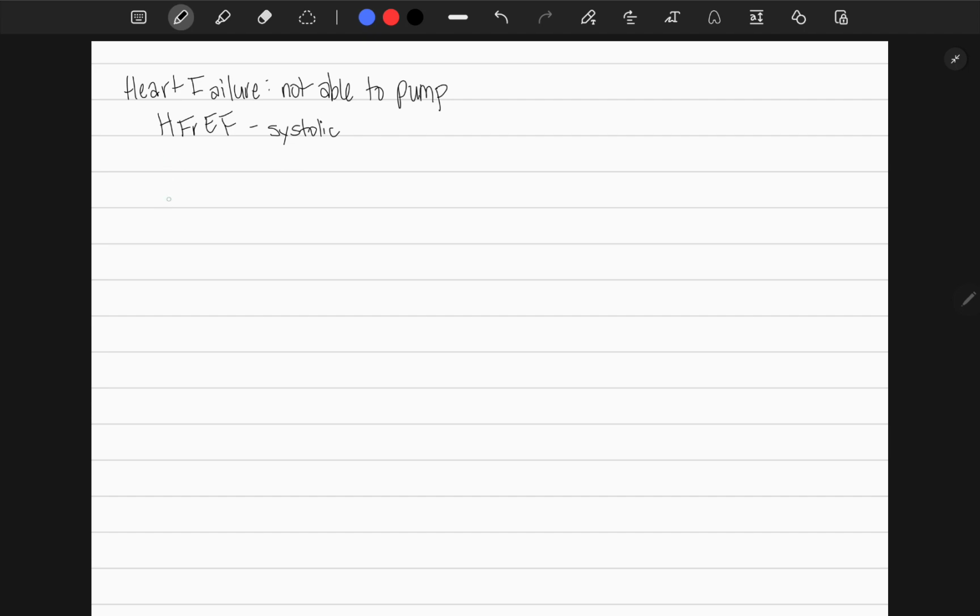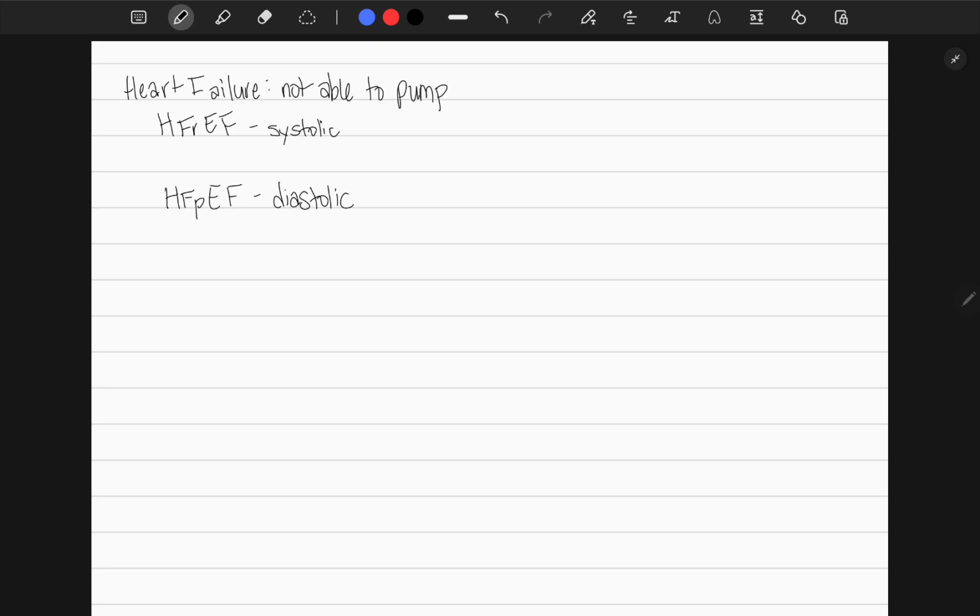The second heart failure is HFpEF. This is diastolic heart failure. This is where ventricular filling is impaired. So you are not able to fill the ventricle as much, not able to eject as much out because there's not as much volume.